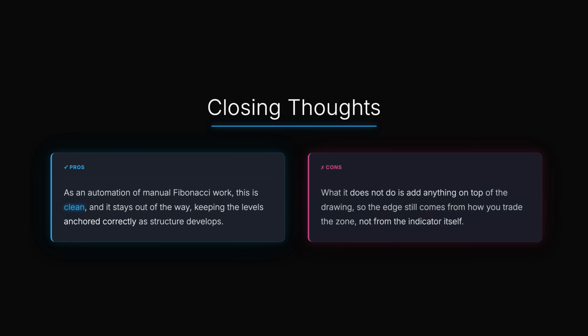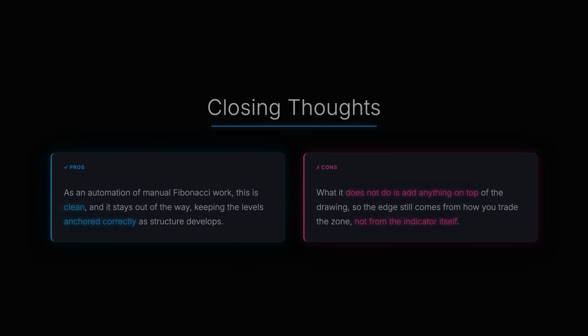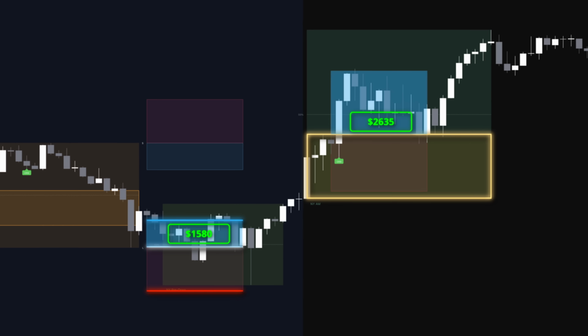As an automation of manual Fibonacci work, this is clean, and it stays out of the way, keeping the levels anchored correctly as structure develops. What it does not do is add anything on top of the drawing, so the edge still comes from how you trade the zone, not from the indicator itself.